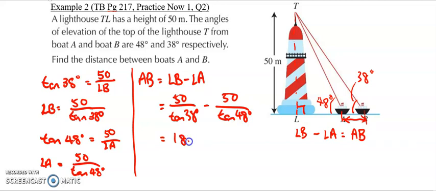We get 18.97687, rounded off to 3SF, 19.0 meters.